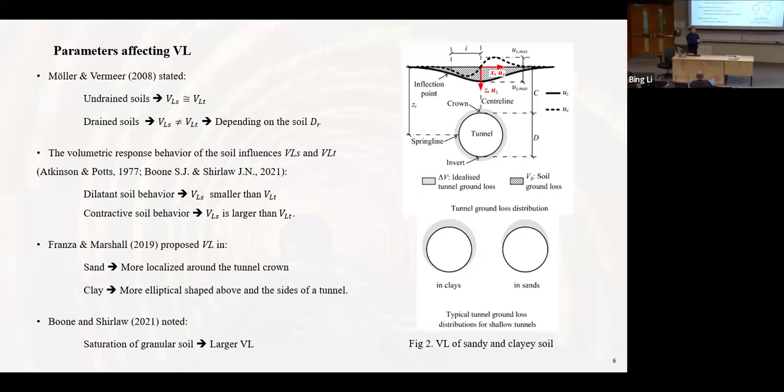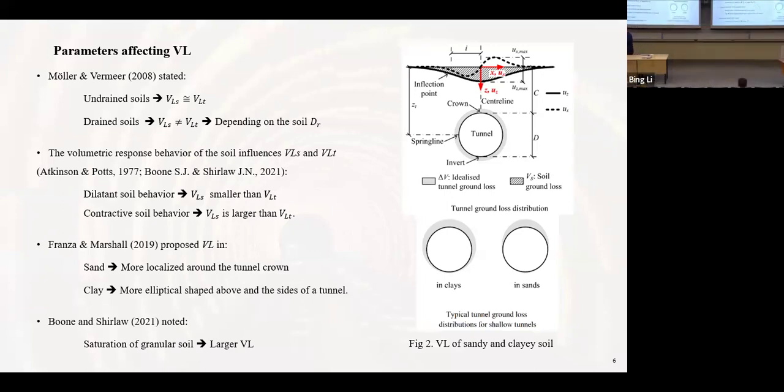The volumetric behavior of the soil is very important. Most of the time we have it in sand. If we see dilated soil behavior, volume loss at the ground surface is less than volume loss at the tunnel level. But if we have contracted soil behavior, it shows the inverse behavior.